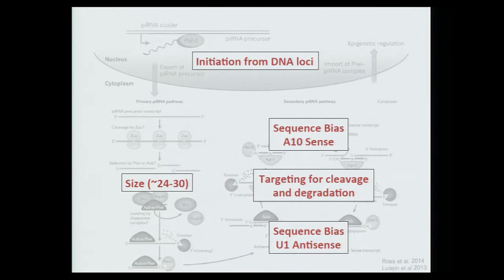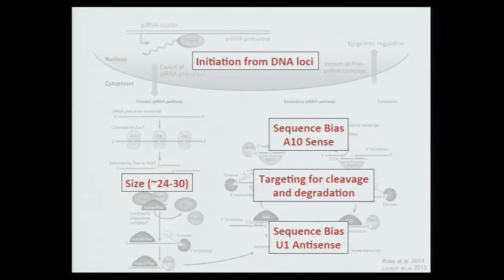And the first major departure from the siRNA pathway that we find with the piRNA pathway is that instead of being initiated from exogenous molecules, long double-stranded RNA, the piRNA pathway is initiated endogenously at genomic loci within the host genome known as piRNA clusters. And so instead of the initiation of this pathway being from outside of the cell or from exogenous sources, it's an endogenous source.